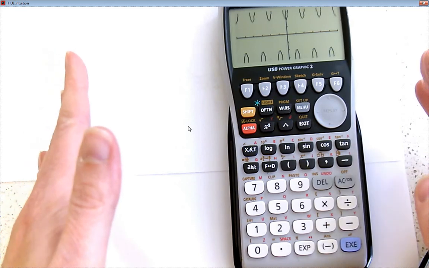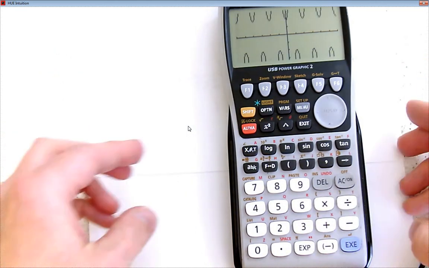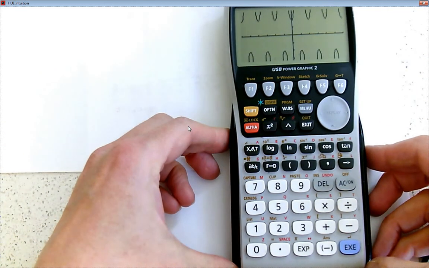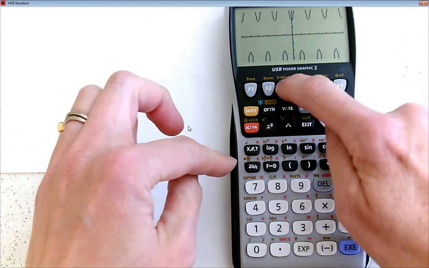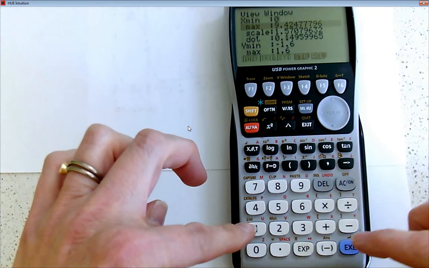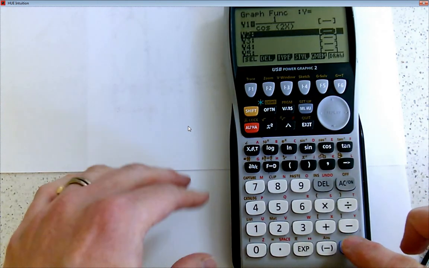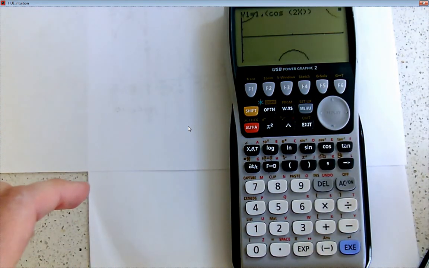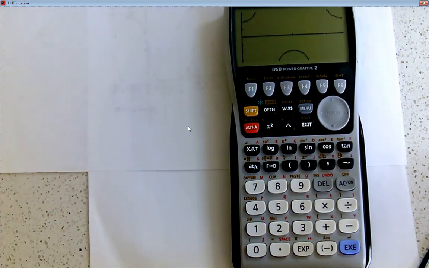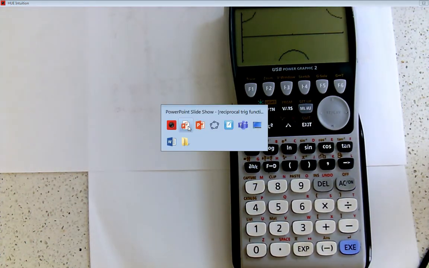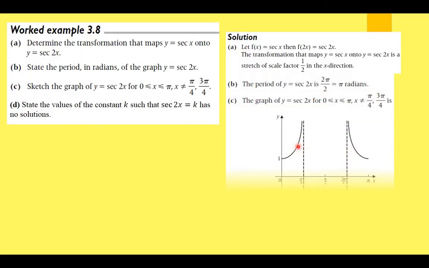Right, now that's good. When we get to part C, it wanted a graph between 0 and pi. So I'm going to do view window, and I'm going to make my x go from 0 up to pi. Okay, the rest of it seemed all right, so we'll sketch that. Okay, and this is what it looks like. Let's have a go back to the answer here.